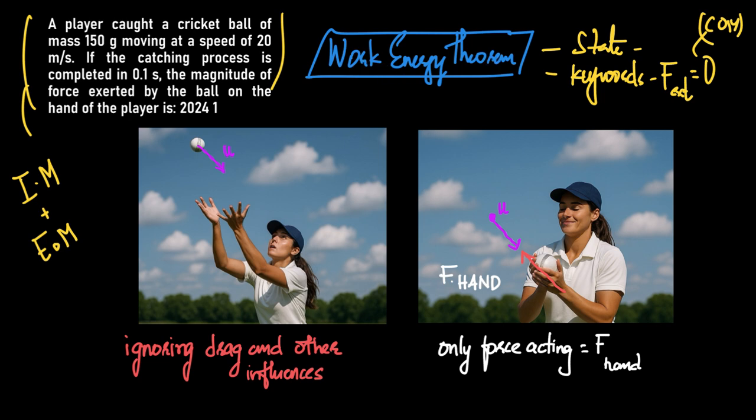Okay. Now, while we use work energy theorem, we are always under the assumption that we ignore drag offered by the air, column of air, and other influences which disturbs the line of path of the ball heading towards the cricketer. So we assume that the only force acting along with the weight is the force coming from the hand.